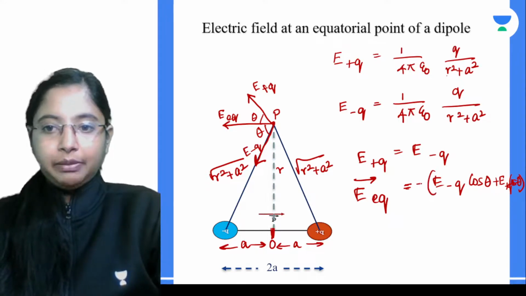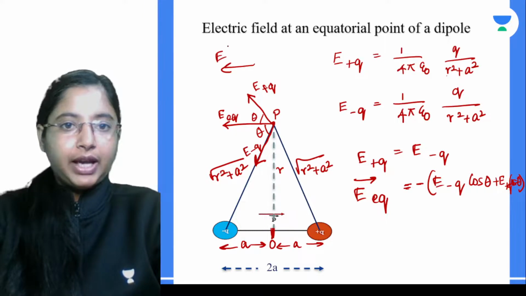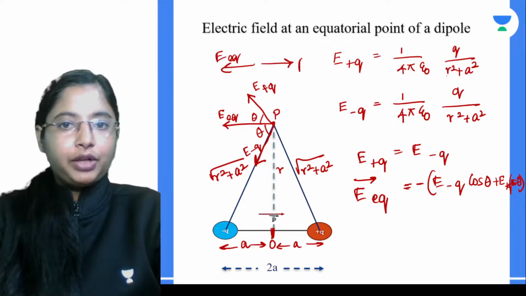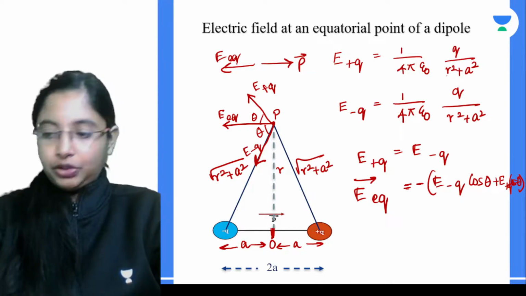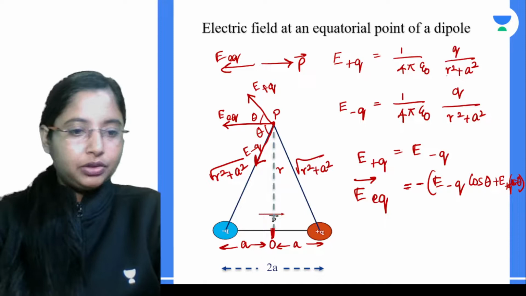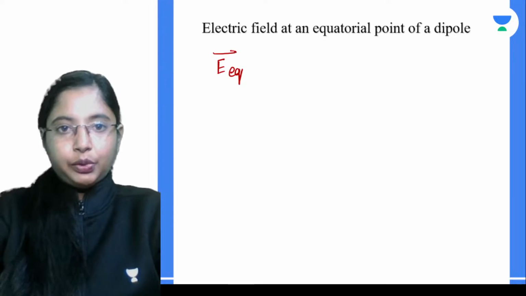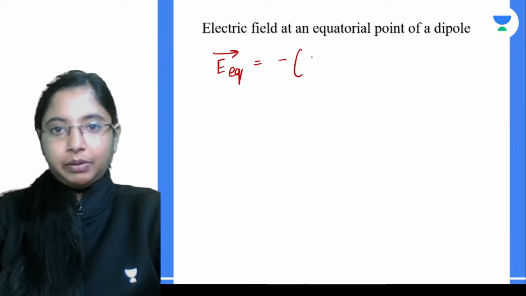Now we will get a minus sign over here. Why? The electric field is in this direction, the final electric field is in this direction, but the dipole moment is in the other direction. Because they are opposite to each other, we get a negative sign. So let me quickly do this separately. The equatorial field is nothing but minus of E minus Q cos theta.